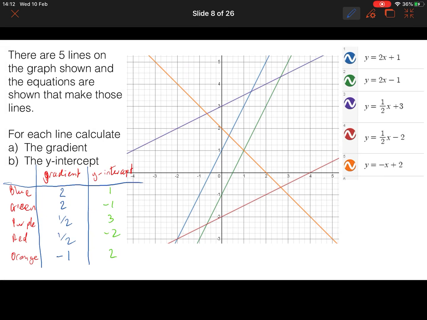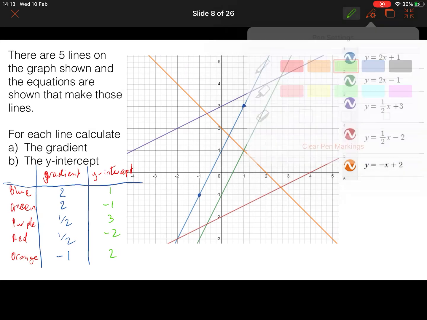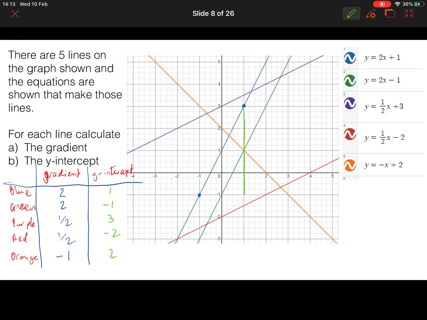Okay? If you're not sure how I got them, please ask. I'll do one example for you now. So if I look at the blue one, remember all I do is I pick 2 sensible points, make my right-angled triangle, and do rise divided by run. So that's 1, 2, 3, 4 for my rise, 2 for my run. 4 divided by 2 is where I got that 2 from.